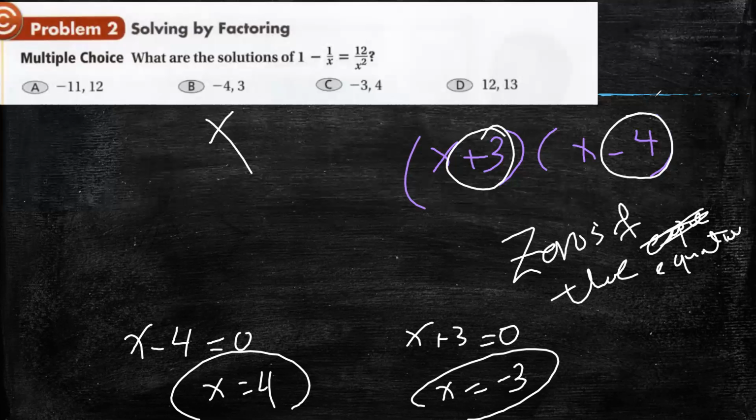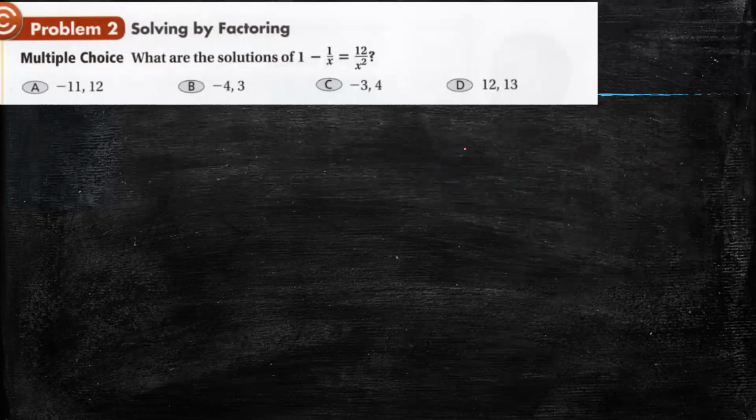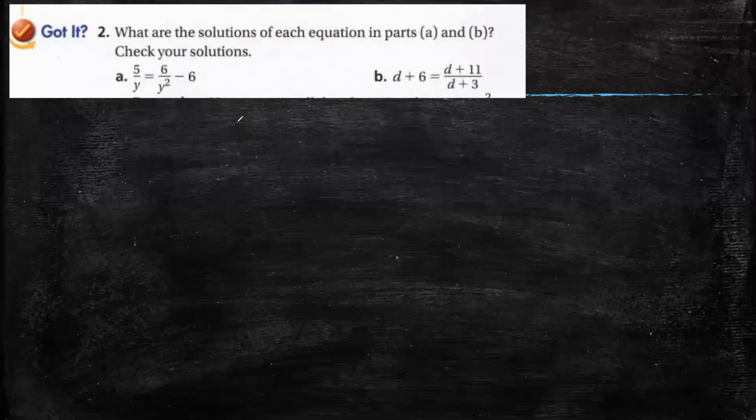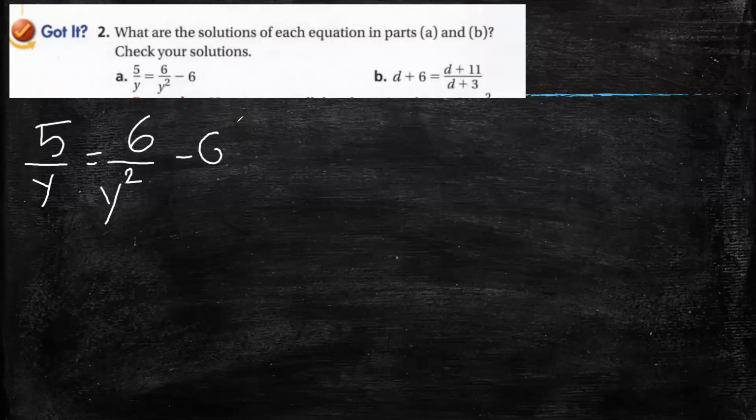So this is the idea from our lesson. You have to find the least common denominator, multiply, then solve. Is it clear? Yes, teacher. Now, let's solve. In A, we have 5 over y equals 6 over y squared minus 6.